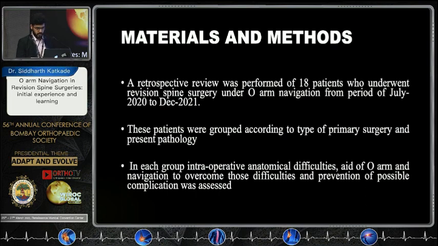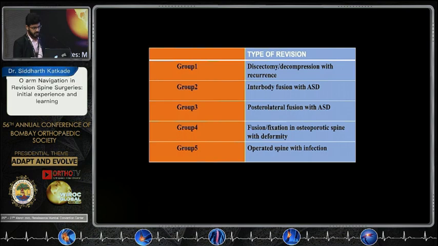These patients were grouped according to the type of primary surgery and present pathology. In each group, intraoperative anatomical difficulties, aid of O-arm and navigation to overcome those difficulties, and prevention of possible complications was assessed. So they were grouped into 5 groups.